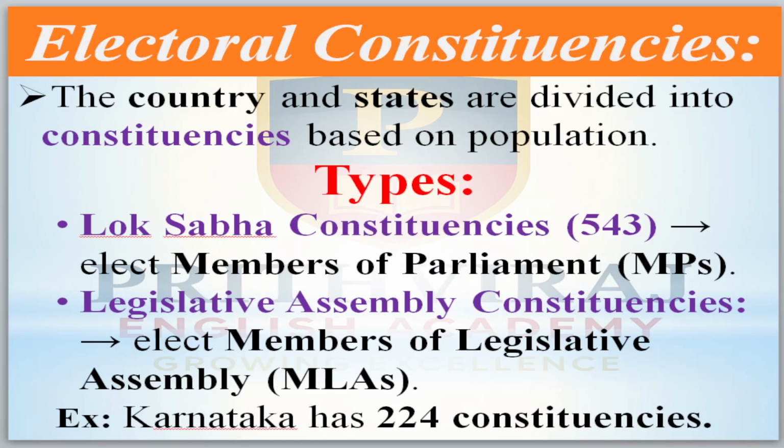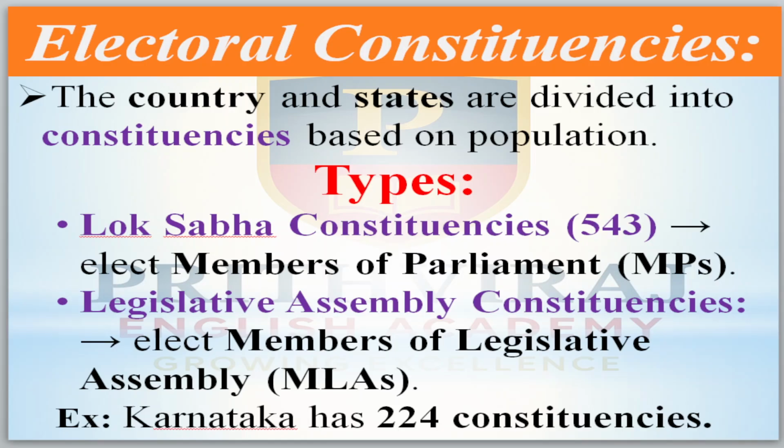Electoral constituencies means the whole of India is divided into different parts as Lok Sabha areas, and these are called constituencies. In states also we have two kinds of constituencies: one is Lok Sabha and one is Legislative Assembly. So first, coming to the explanation they have given.